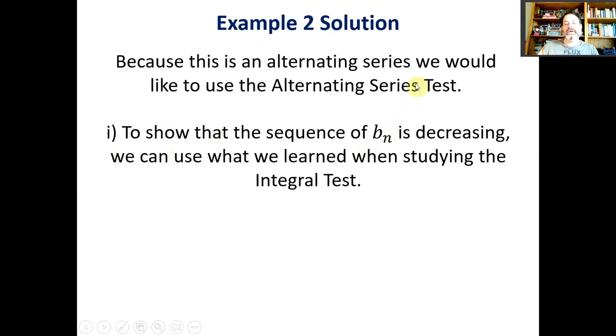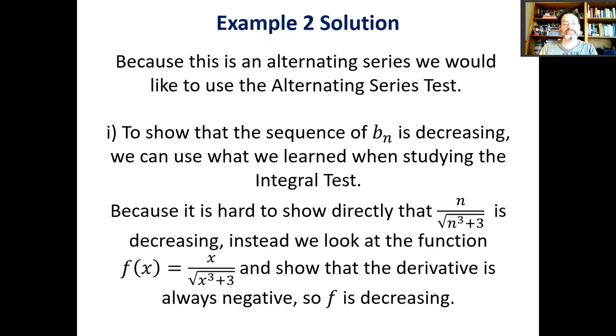To show that the sequence of Bn is decreasing, we're going to use what we learned when studying the integral test. We saw problems like this when we did the integral test. Positive Bn's, but we still need to show that every subsequent term is smaller than the previous term. We're going to learn something later called the ratio test that'll help us with this. But until we learn the ratio test, we have to use something we've already seen before. So it's hard to show directly that the sequence n over square root of n cubed plus 3 is decreasing.